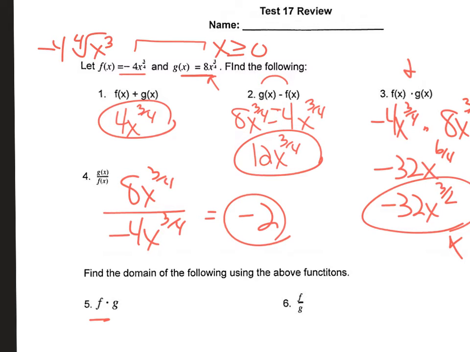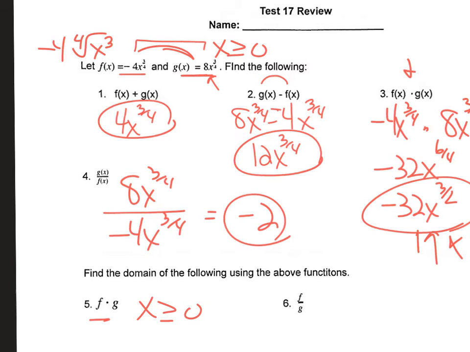So then look at your final answer. When you do f times g, I'm looking up here at the two domains, and then look at your final answer when I did f times g. And I got this right here, which still has a root in it, which also has to be positive. So the domain is x has to be greater than 0. Look what they both have in common, and look at your final answer, and that's all you got to do.